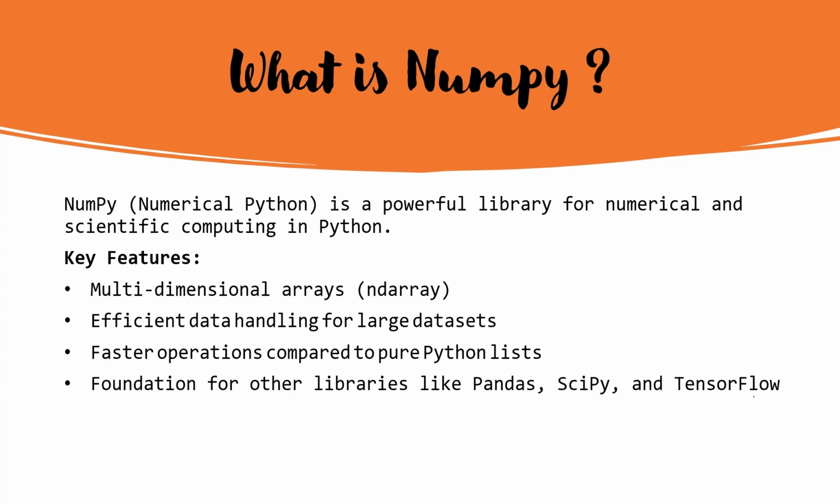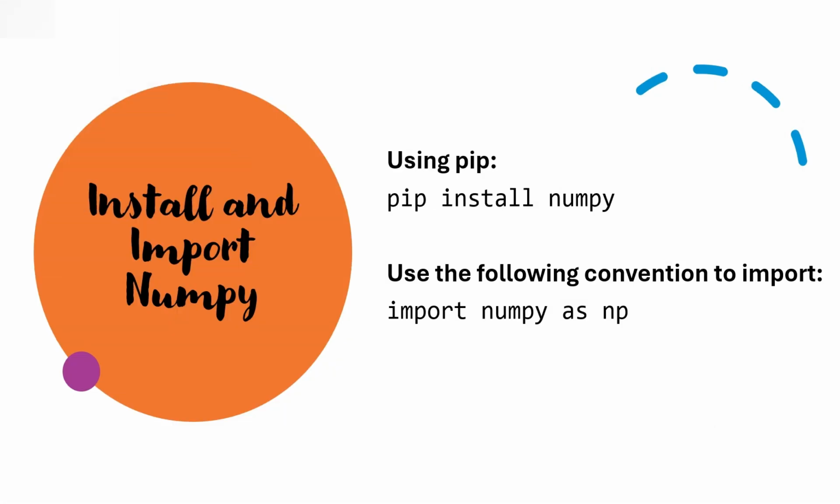Let's move on to installing and importing. First, we will start with installing NumPy using pip, which is the package installer for Python. Before executing this command, make sure you have Python installed on your system. After that, open your command prompt or terminal and type this command: pip install numpy. This command will download and install the latest version of NumPy from the Python Package Index. Once the installation is complete, you are ready to import and start exploring its powerful features.